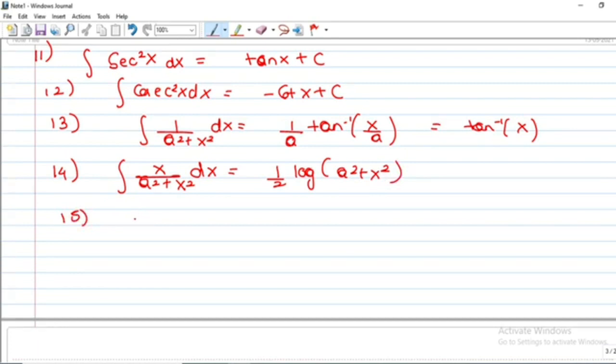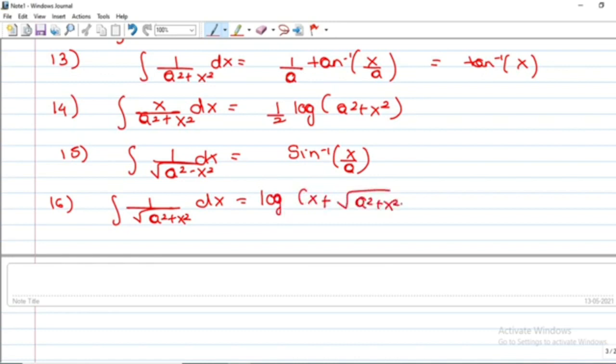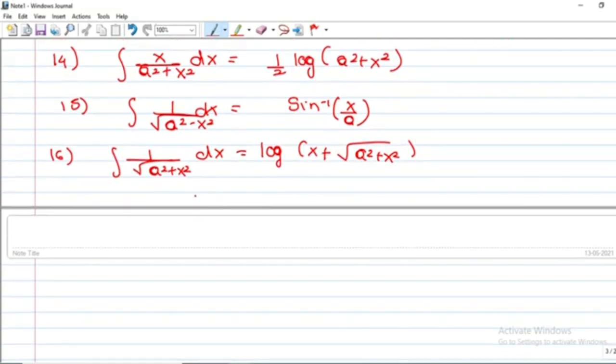Now after this, the next formula series are 1 upon under root type formulas. First you will see 1 upon under root a square minus x square dx. You can directly make out that this is nothing but sine inverse x by a, but its alternate form exists, if they give you x square minus a square. Before going with that, let me take one similar to this, 1 upon under root a square plus x square dx. What you will write in this case is log x plus under root a square plus x square. Now let's move on to the next.